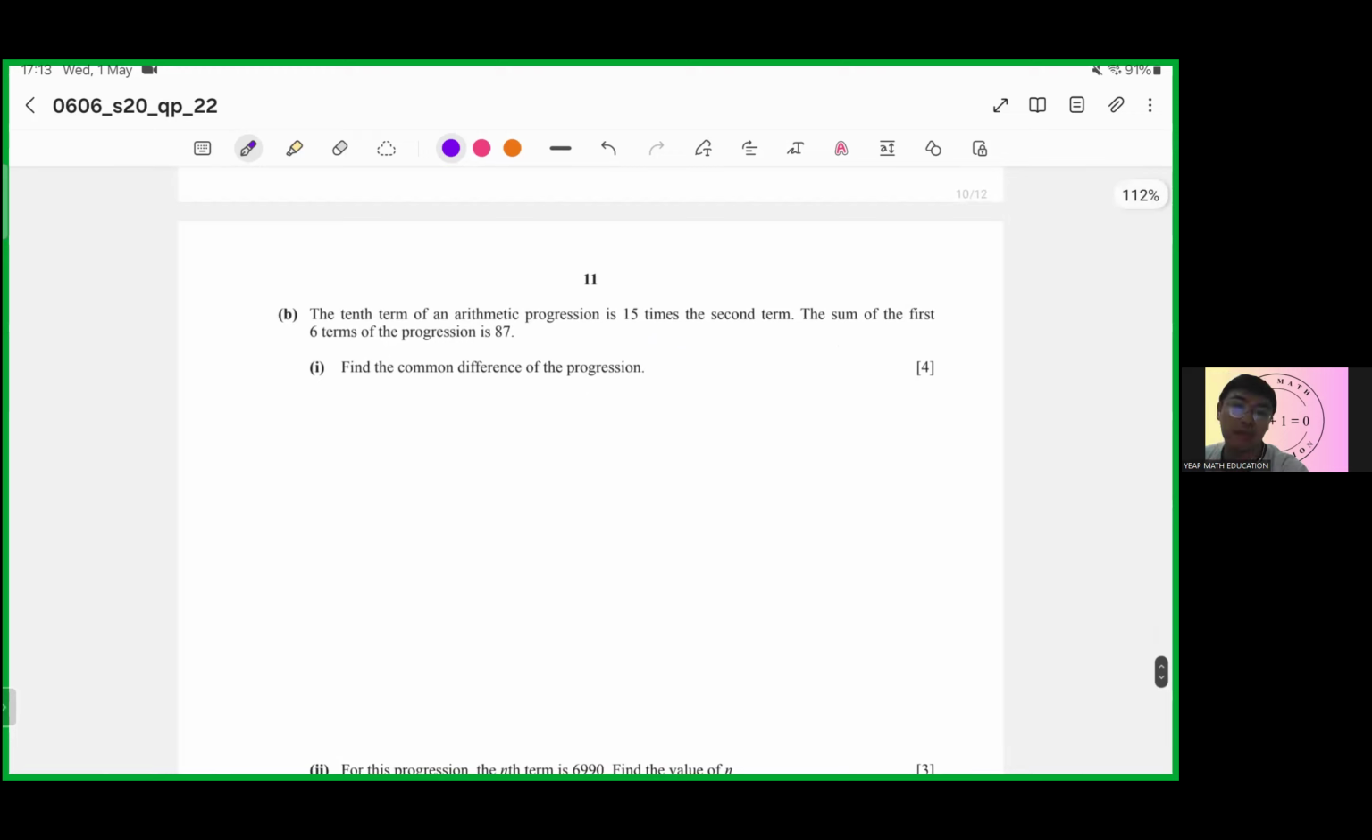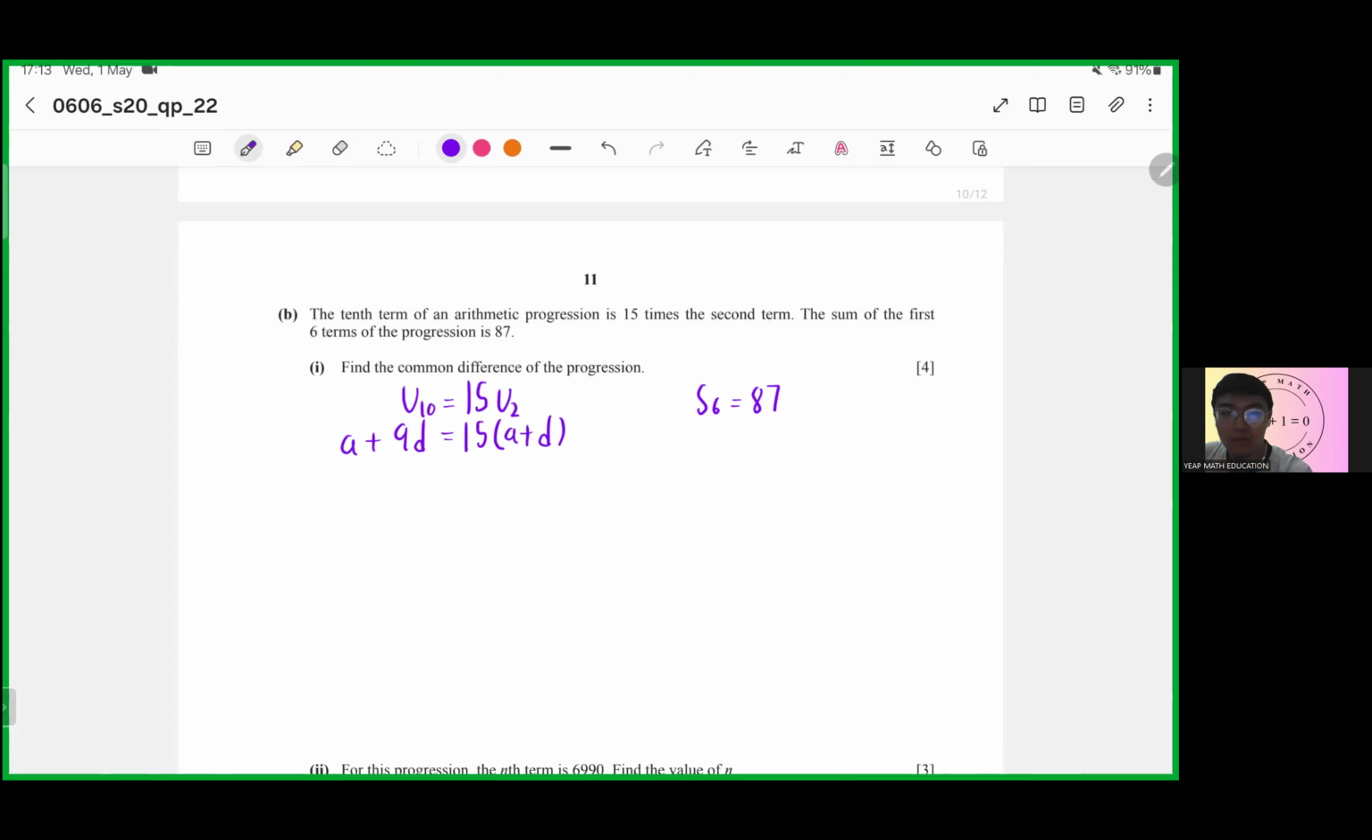Okay, now we can write the equations. u10 equals 15 times the second term, and then the sum of the first 6 terms equals 87. Now you need to find the common difference of this progression. We can write the formulas first: a plus 9d. What is 9d? Because 10 minus 1 is 9. And then 15 times (a plus d).